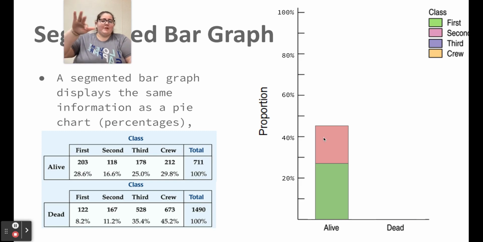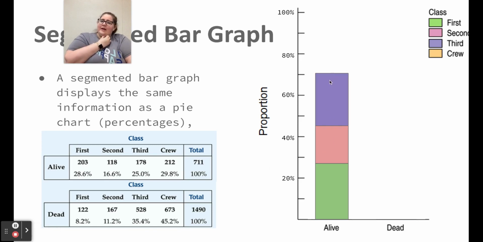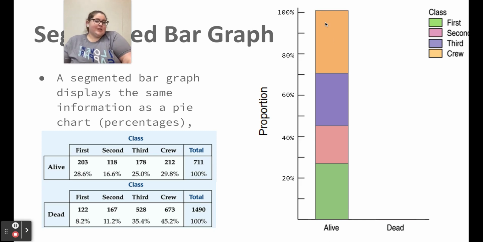Then I'm going to stack on top of that the third class bar. So again, we were at about 45 and we're adding 25. So that should end me at about 70. So again, I'm starting it here, and it needs to end about 70%. And then my last bar is crew, which is about 29.8%. So that last bar, when I add it on, should end at 100 because, again, the percentages add up to 100. So we're stacking them on top of each other so that we can see how that living section is split up. So then we have the people who died.